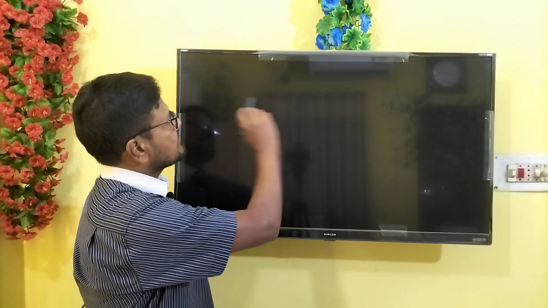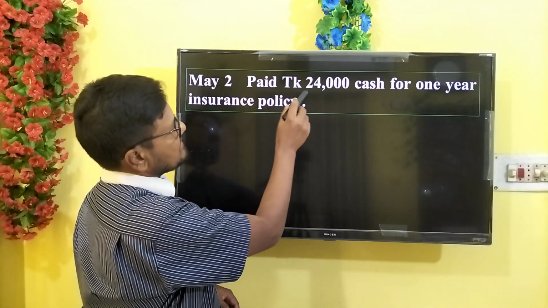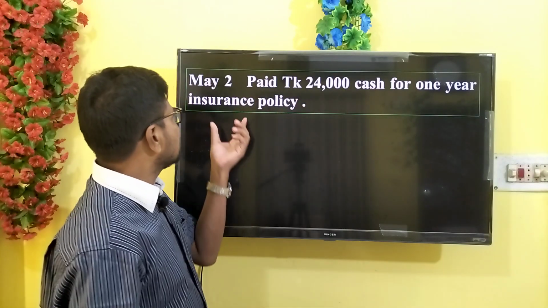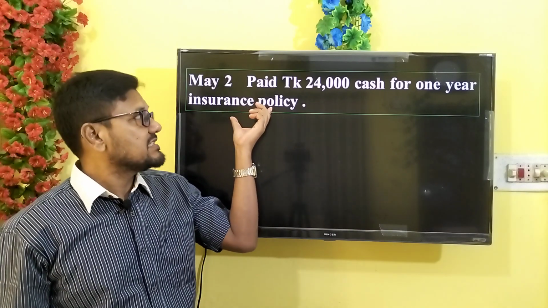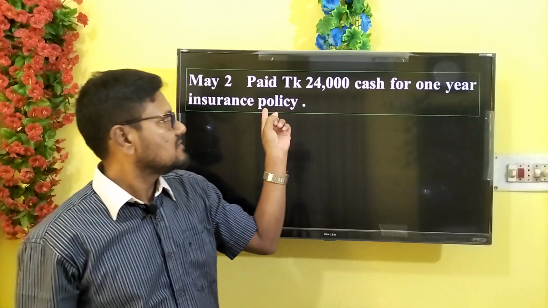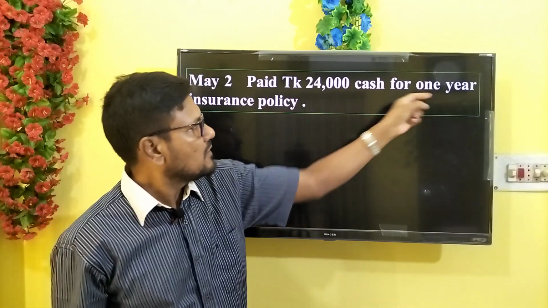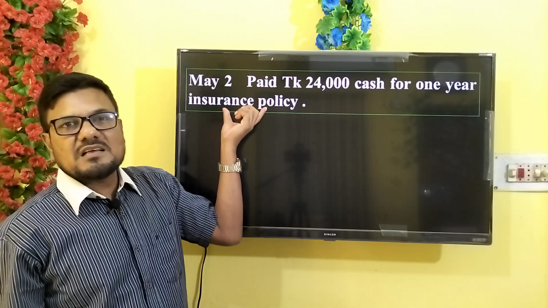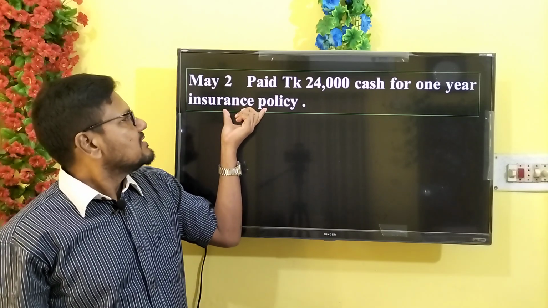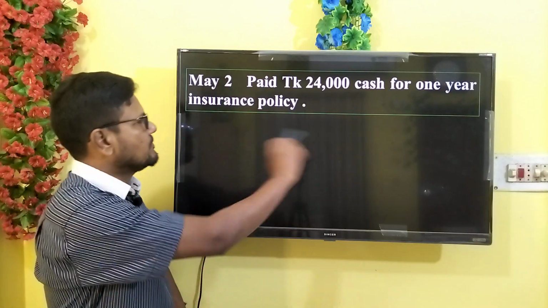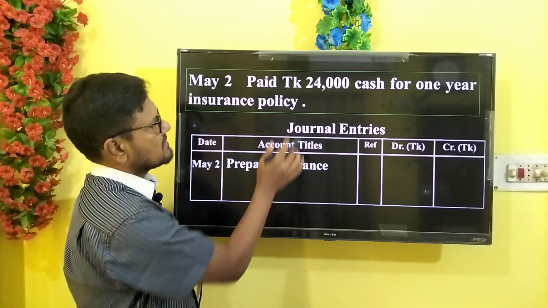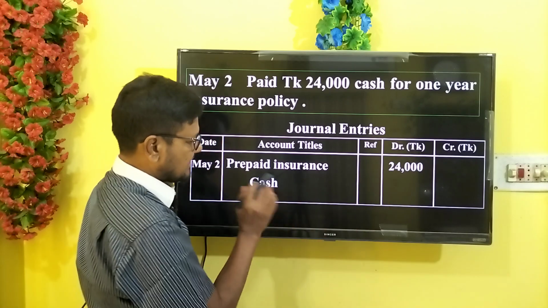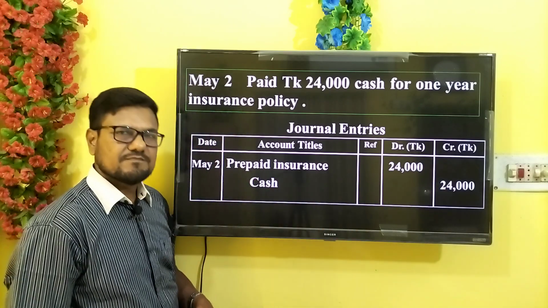Next, the same transaction: paid 24,000 cash for a 1 year insurance policy. Same transaction, but the language is different. That is cash for a 1 year insurance policy. That means this is one kind of prepaid. So the journal of this transaction: prepaid insurance debit taka 24,000 and cash credit taka 24,000.